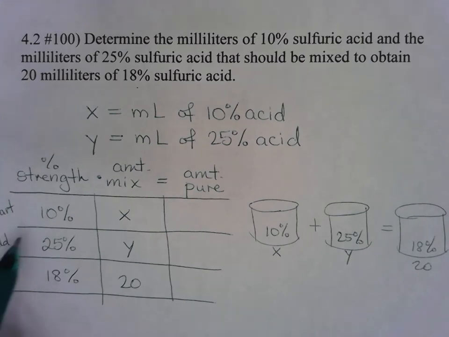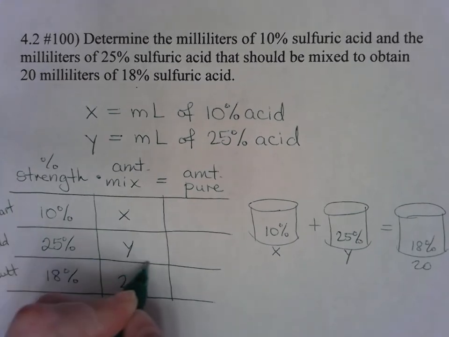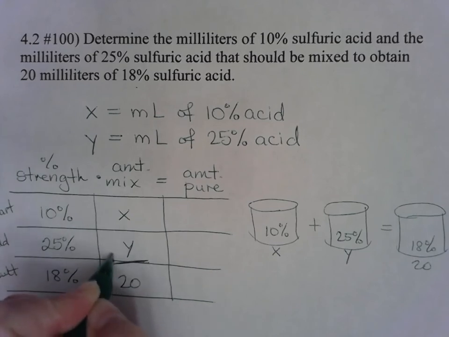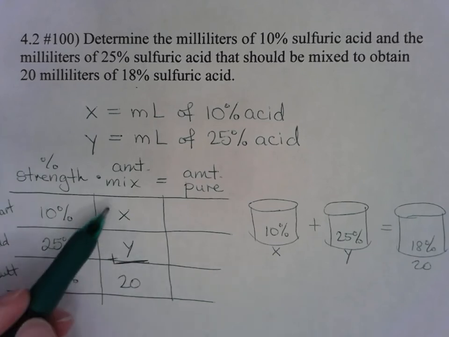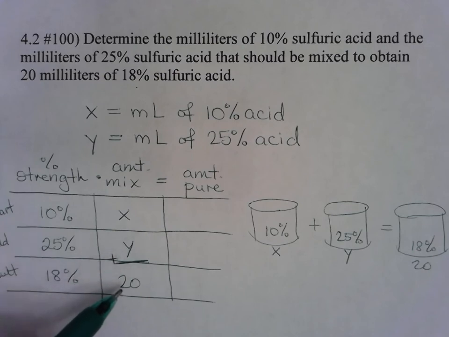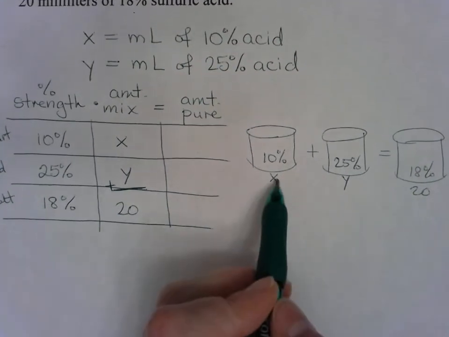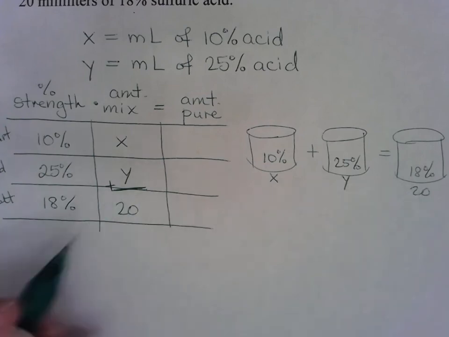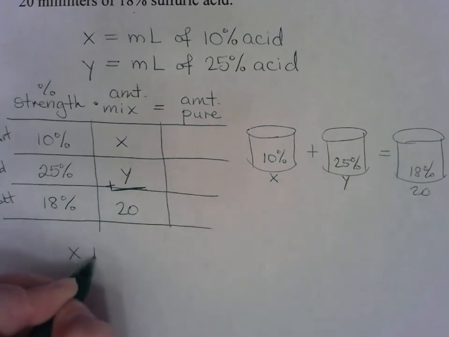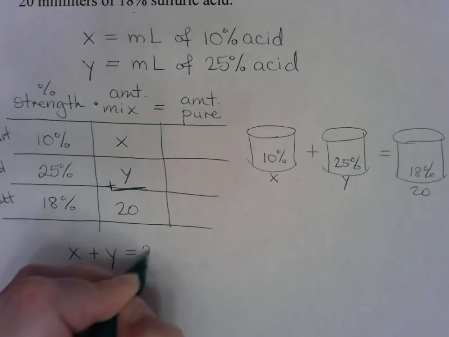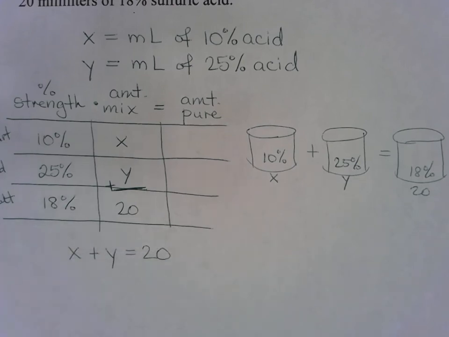So this time we're going to get two equations. One of them we already have right here in the center. The liquid amounts should add up to the 20 milliliters we're being asked to achieve. That is one equation, right? You could also get that by just adding up the amounts here at the bottom. So x plus y equals 20.